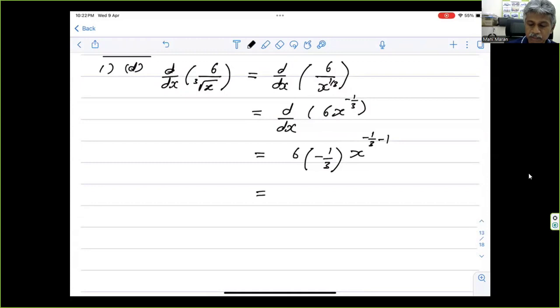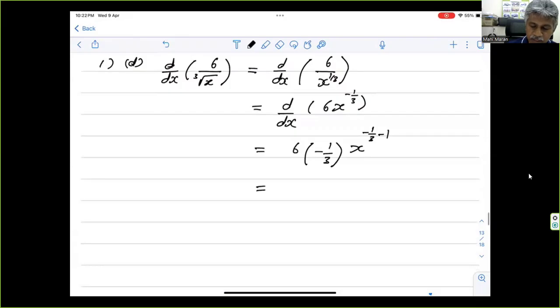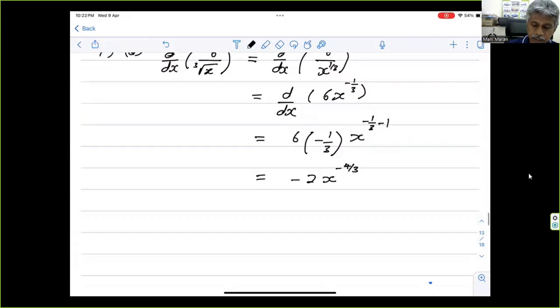So 6 divided by 3 will give you 2. In the front here, you've got negative 2. And here you've got x to the power, negative 1 minus 3 will give you negative 4 over 3. So this will give you negative 2 over x to the power 4 over 3. That is your answer.